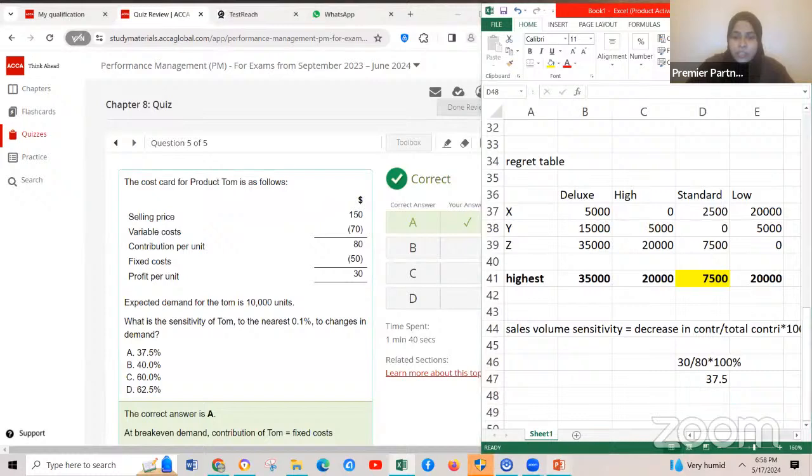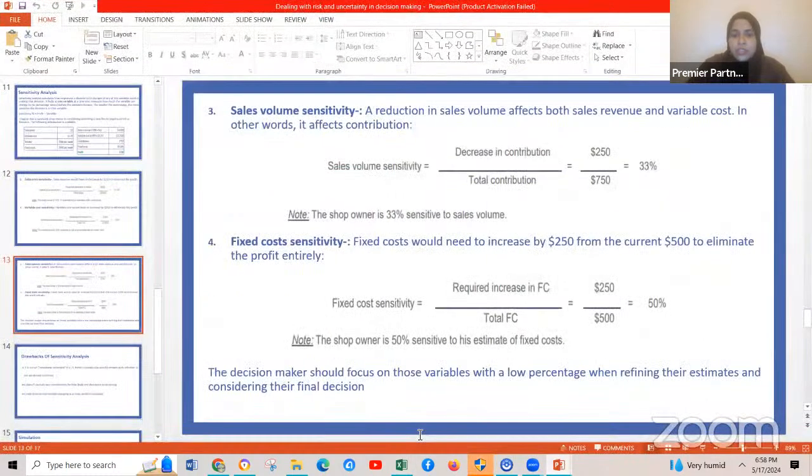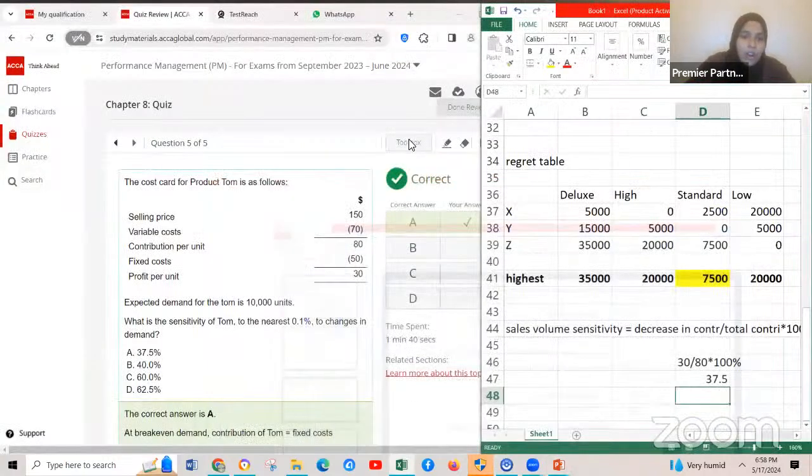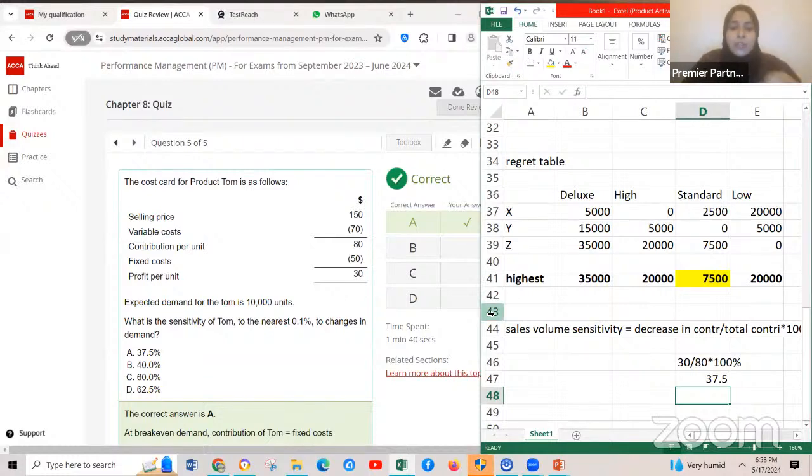I have given a set of equations that you all can use. It's so easy to do this. Decrease in contribution, meaning how much can contribution decrease by before profit becomes 0. So basically, if contribution can reduce by another 30 more, when contribution reduces by 30, profit will become 0. So generally you can just take this profit per unit amount, divide by total contribution into 100.